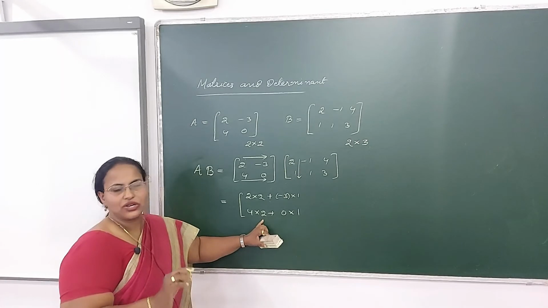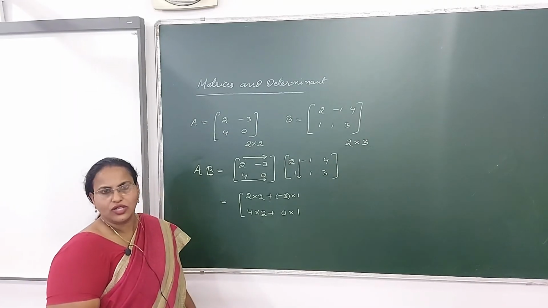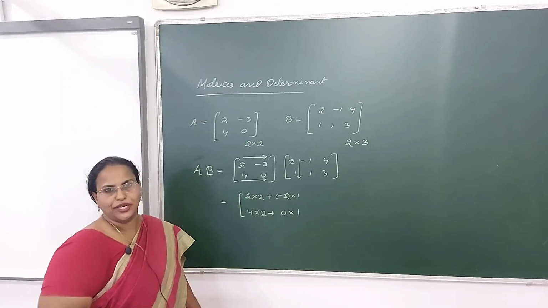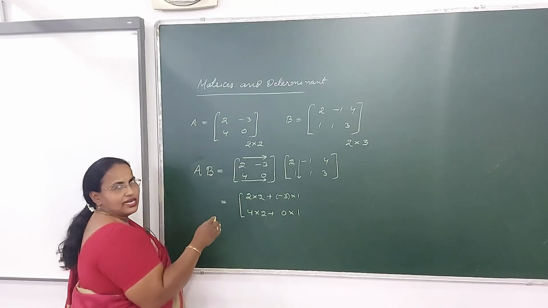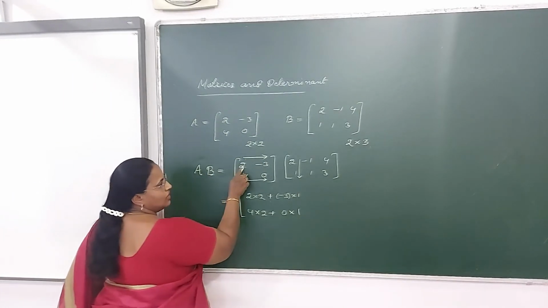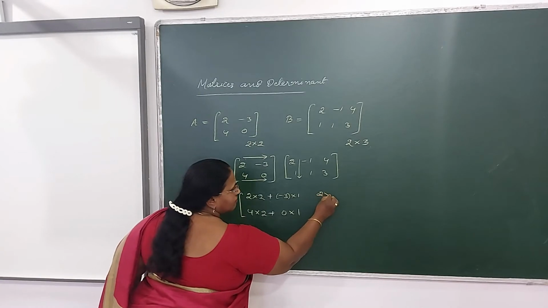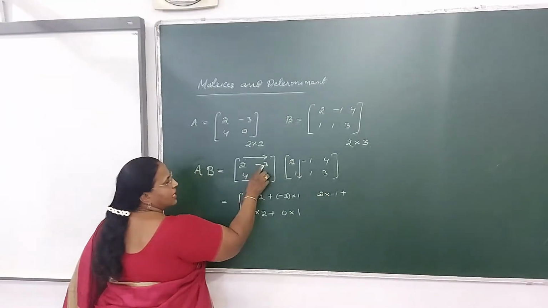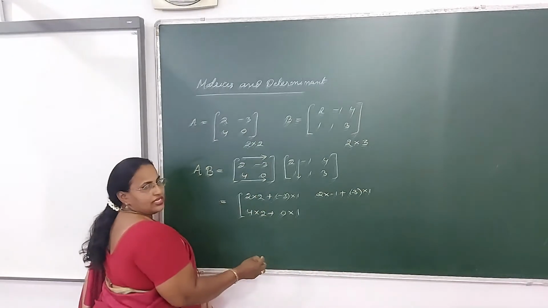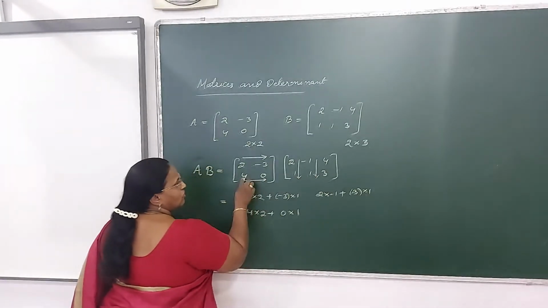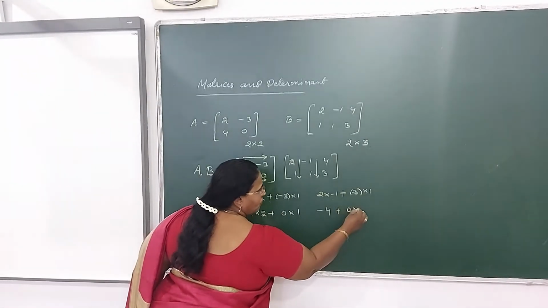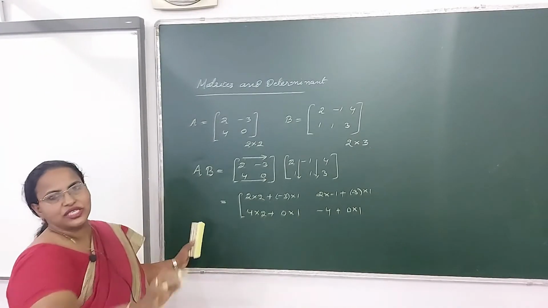Now this step is not at all required, you can do it directly also. Once you practice it properly, it's very easy to do. Chaliye, the same procedure we will be applying with the second column now. This is 2 into minus 1 plus minus 3 into plus 1. Likewise, second row, second column, 4 into minus 1 plus 0 into 1. The second column is done.